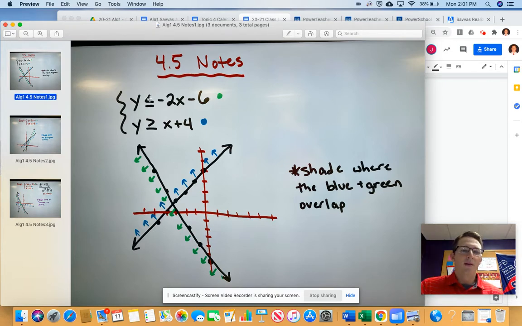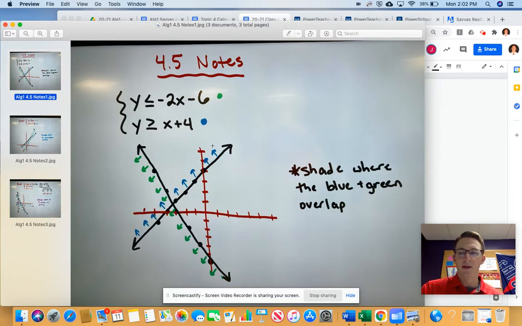If we want it to be less than, the area that we would shade is underneath the line. So all the green arrows are pointing underneath. They're pointing less than the line. And then for our blue line, we have y is greater than or equal to x plus 4. So we have the y-intercept of 4, and our slope is up 1 over 1, or you could go in reverse and go down 1, back 1. Y is greater than or equal to, so greater than is above. So all of our blue arrows are pointing above.